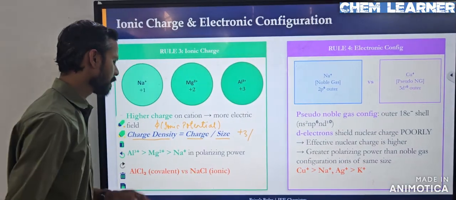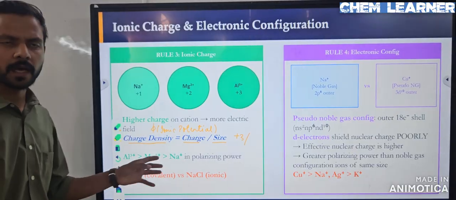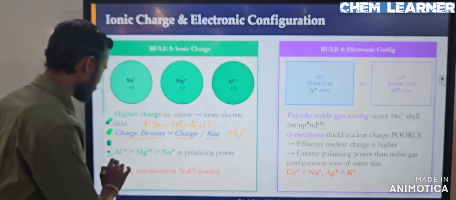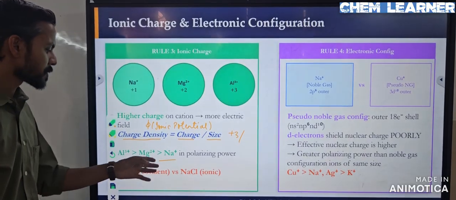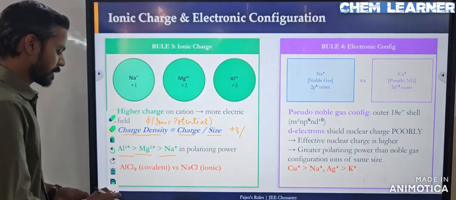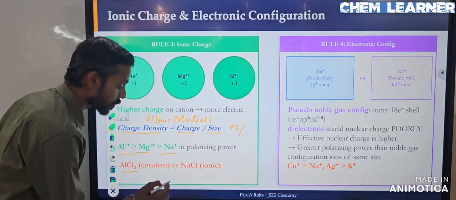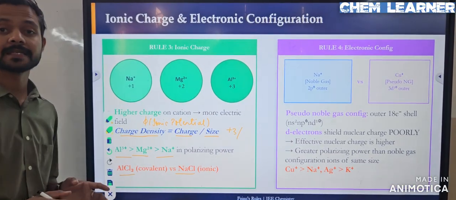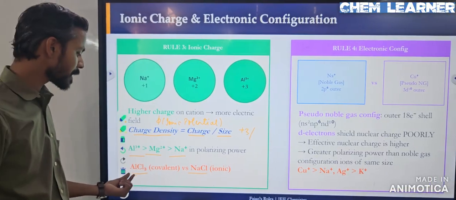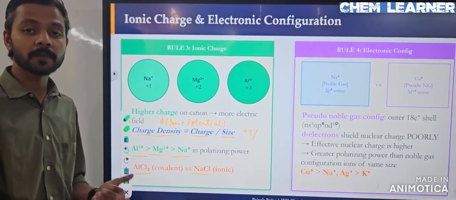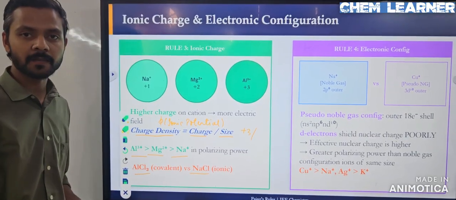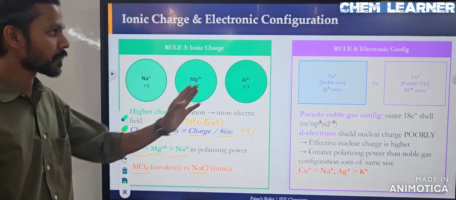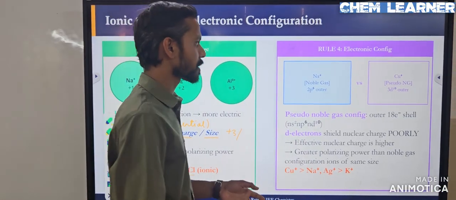So in this case, higher the charge density, higher will be the polarizing power. So Al3+ has higher charge density in comparison to Mg2+ and Na+. So we can say that AlCl3 is covalent in comparison to NaCl. Although Al is a metal and chlorine is a non-metal, the bond should be ionic, but because of the polarization, the AlCl3 bond is a covalent bond. Now moving to rule 4, the electronic configuration rule.